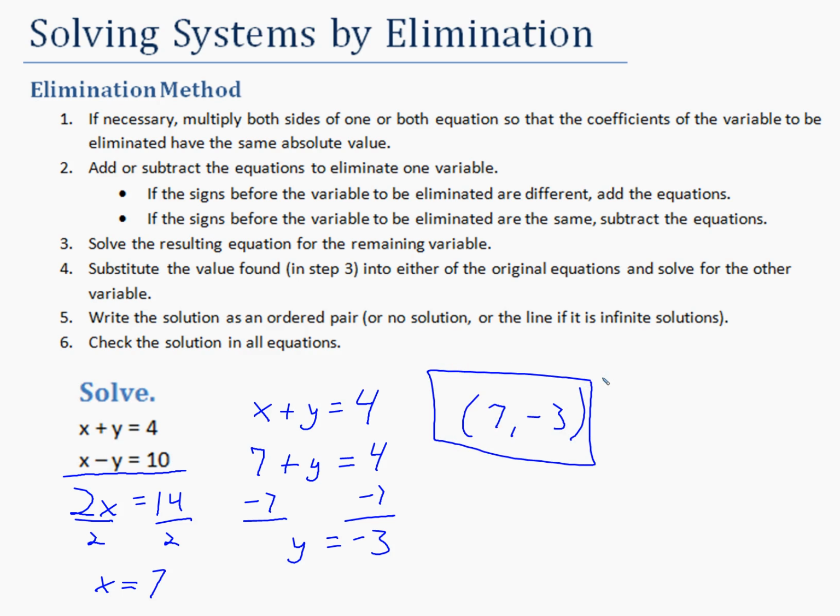And check the solution in all equations. So let's come over here. We have x is 7, y is negative 3. So 7 plus negative 3 does in fact equal 4. And the next one, 7 minus negative 3. Let's write that one, 7 minus negative 3. Does that equal 10? Well, yeah, because minus a negative is plus, so this is really 7 plus 3. And it does equal 10. So that checks, and that is our solution.